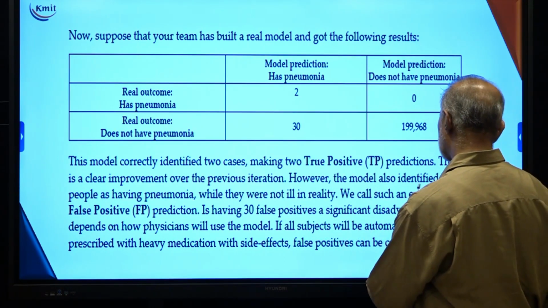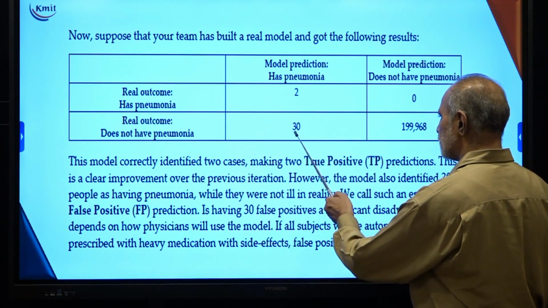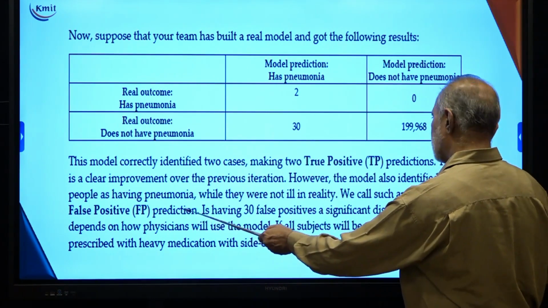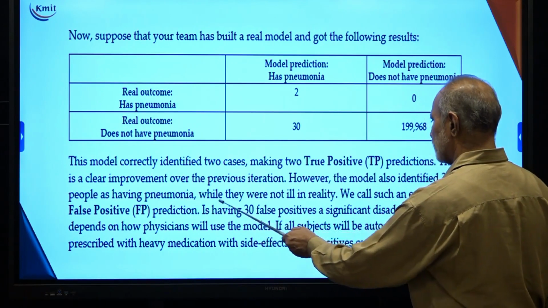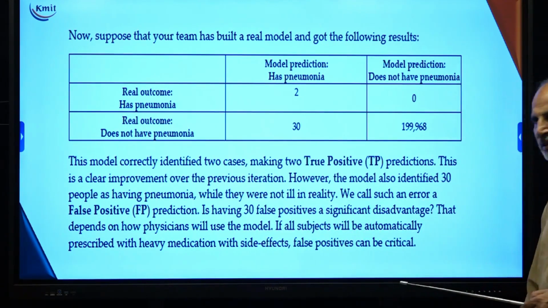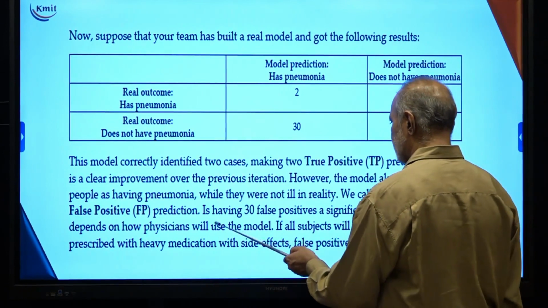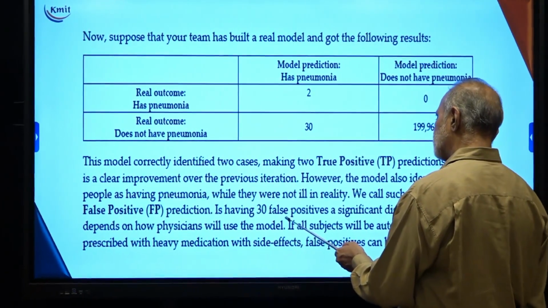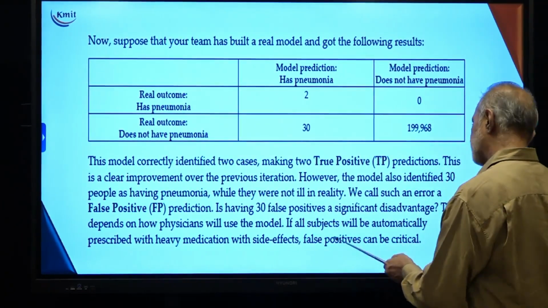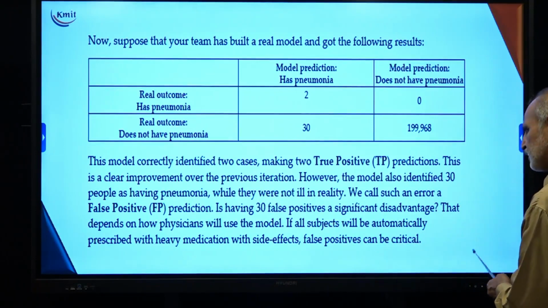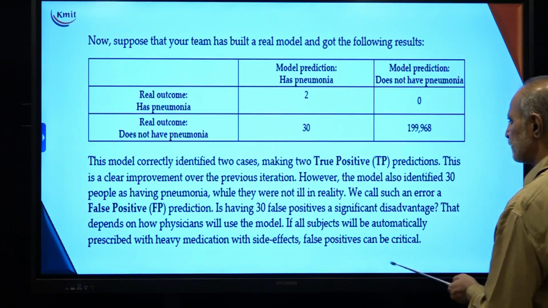However, the model also identified 30 people as having pneumonia while they were not ill in reality. This is what we call a wrong calculation in our matrix. We call such an error a false positive prediction, and having 30 people falsely declared positive is a significant disadvantage. That depends on how the physician will use the model.